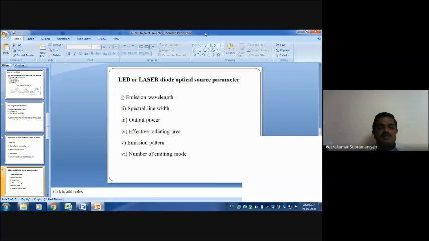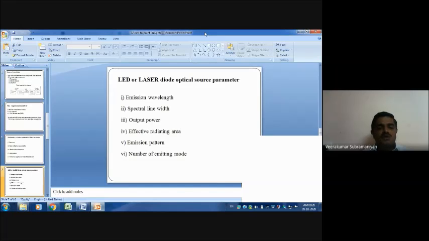Then emission pattern. Coming to the light emitting diode, it produces a Lambertian pattern of signal. So we are all familiar. Lambertian pattern in the sense it produces uniform output in all directions. That is called the emission pattern or Lambertian pattern. If you take a laser, it produces monochromatic light, so it produces a single wavelength. Because of that, it can travel a long distance. Such considerations are called the emission pattern.